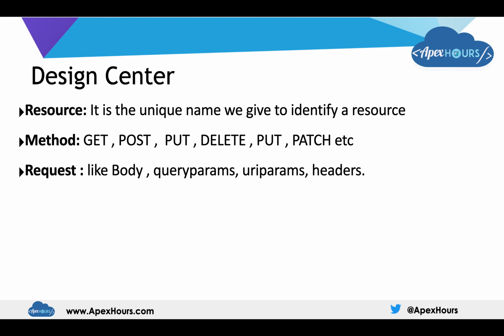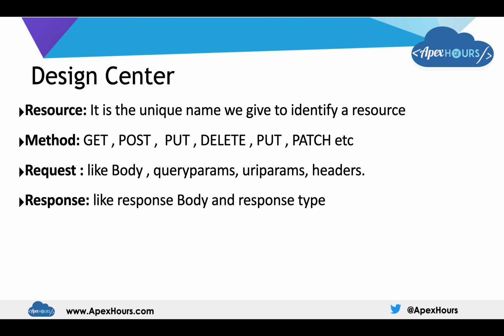Once you send the bank account number, what is the customer expecting? He is expecting the account summary details, right? That is called response. Response is like the response body and response type. We will be discussing that. So an API has all these things: resource, method, request, response, and for every response there is an HTTP status code.